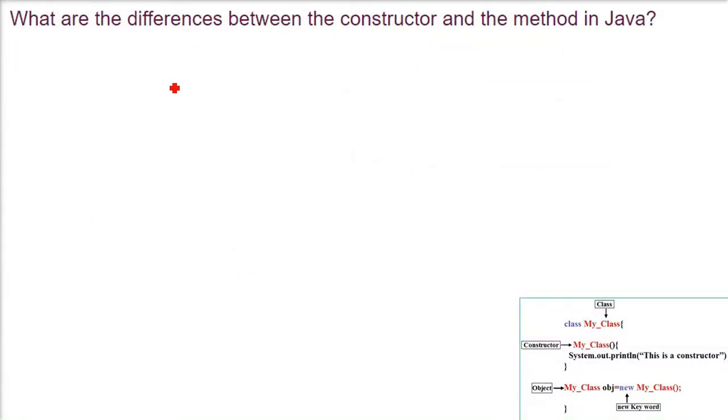What are the differences between the constructor and methods in Java? So in object-oriented programming, we have Java, C++, PHP, and Python. Constructor and methods: a constructor is a method, but a method you make yourself.